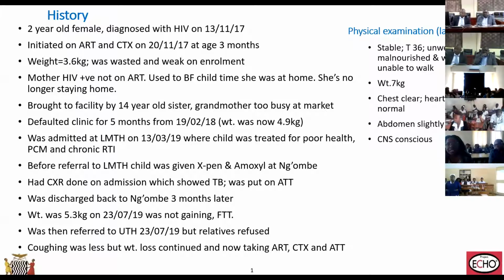On physical examination at the last visit, the child was stable. The temperature was 36, but the child was unwell and very weak, malnourished and wasted. The child was also unable to walk. The weight was 7 kg. The chest was clear. The heart sounds were normal. The abdomen was slightly distended, and the child was conscious.